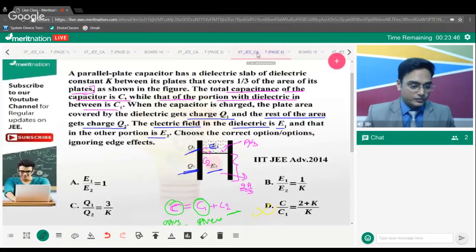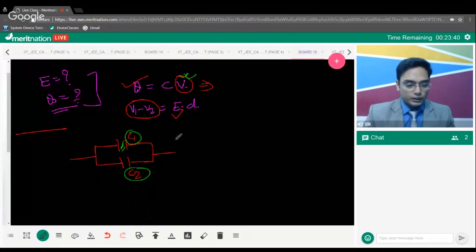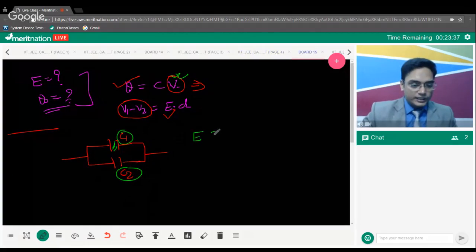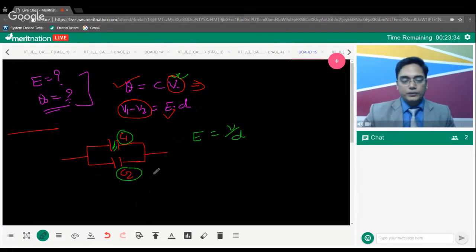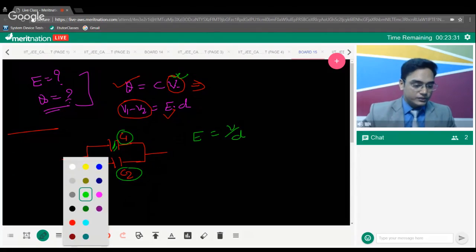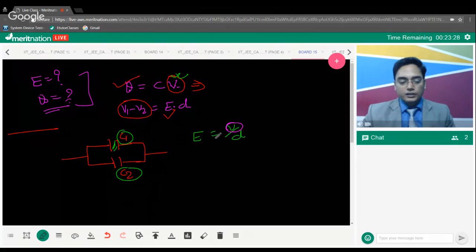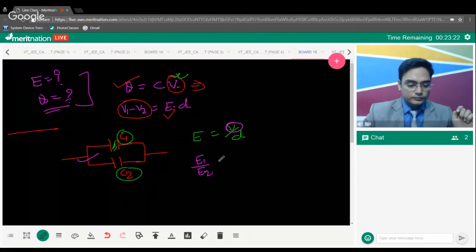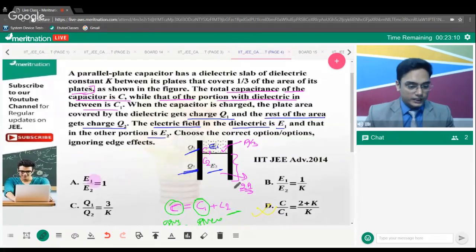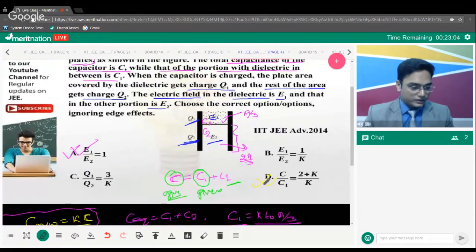Now coming to E1 by E2, which relation, either A or B. We can say E is equal to V by D. Since the potential difference is the same across both capacitors, E1 by E2 must be equal to 1, because D is constant in both situations. So out of options A and B, A option is correct. Any doubt?